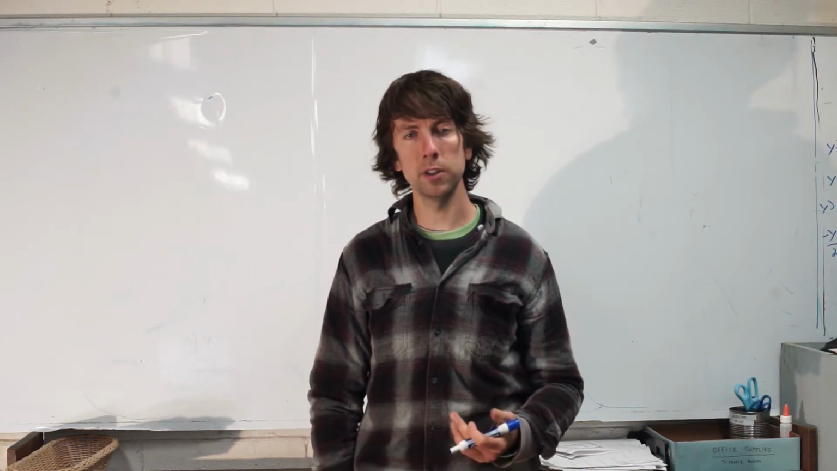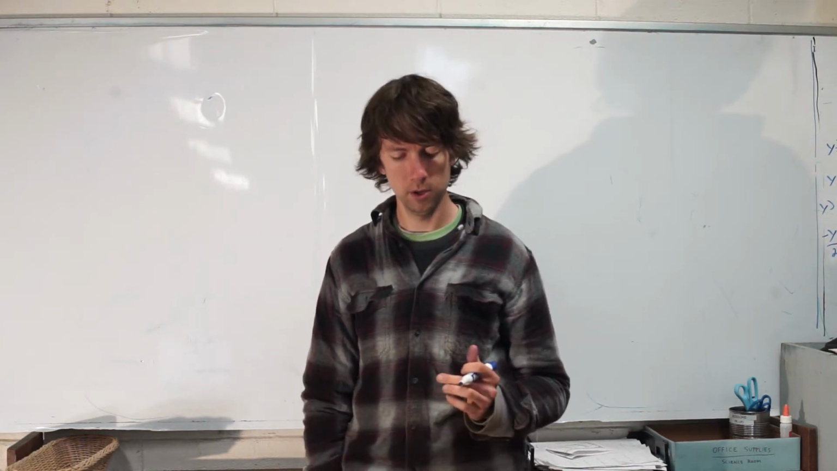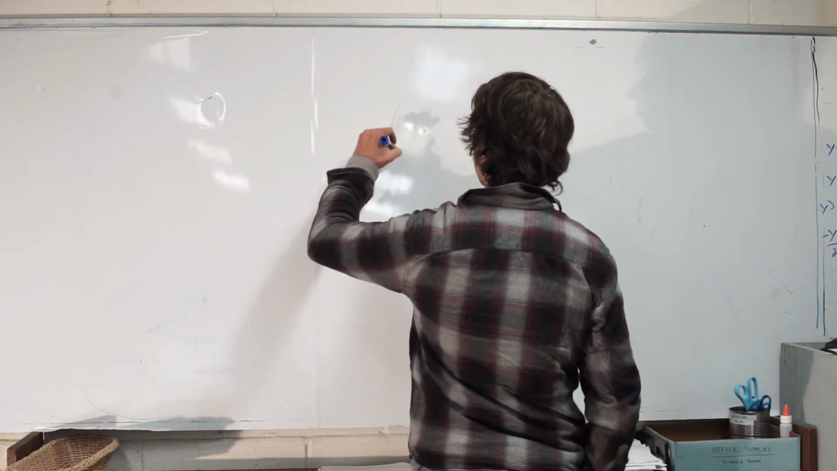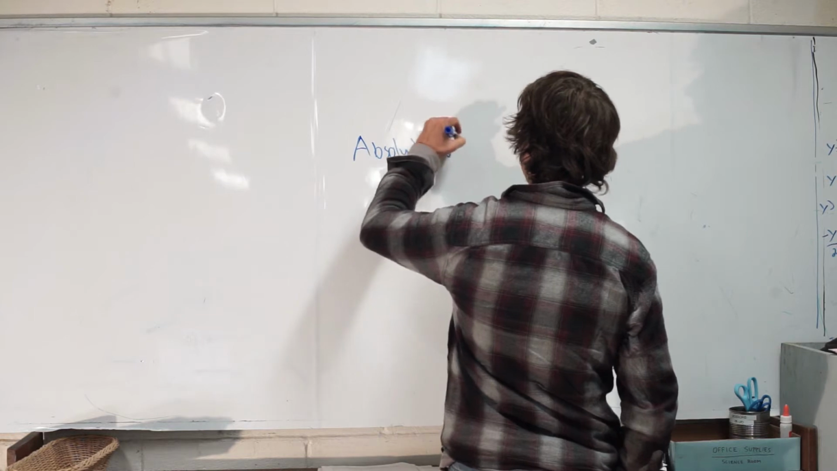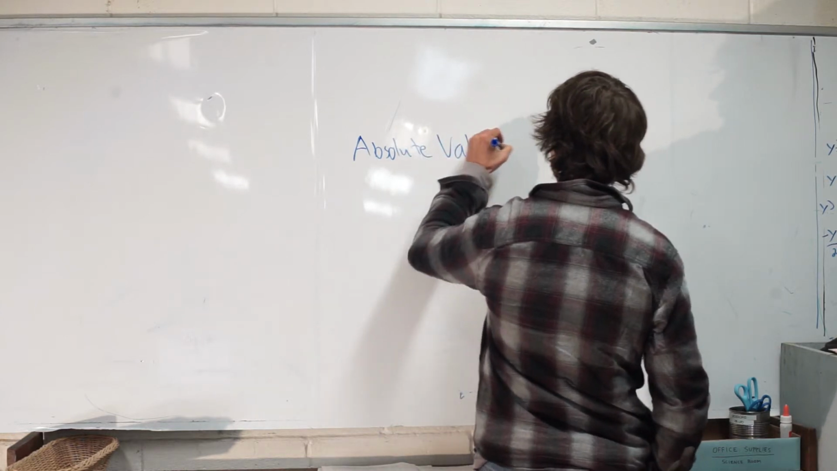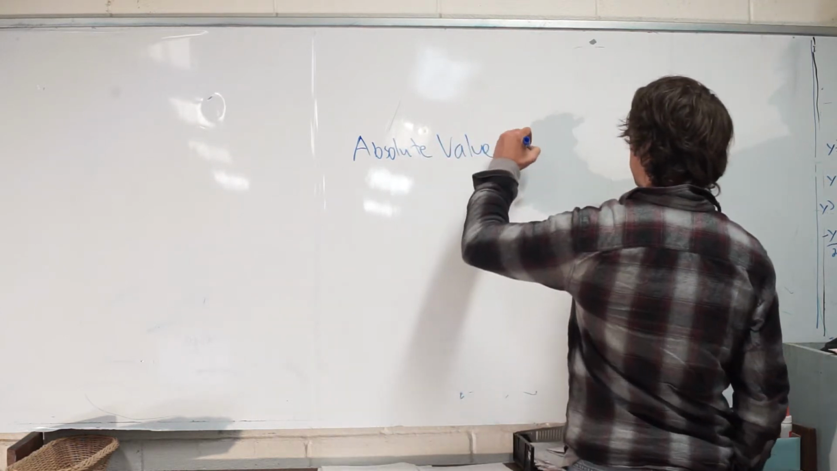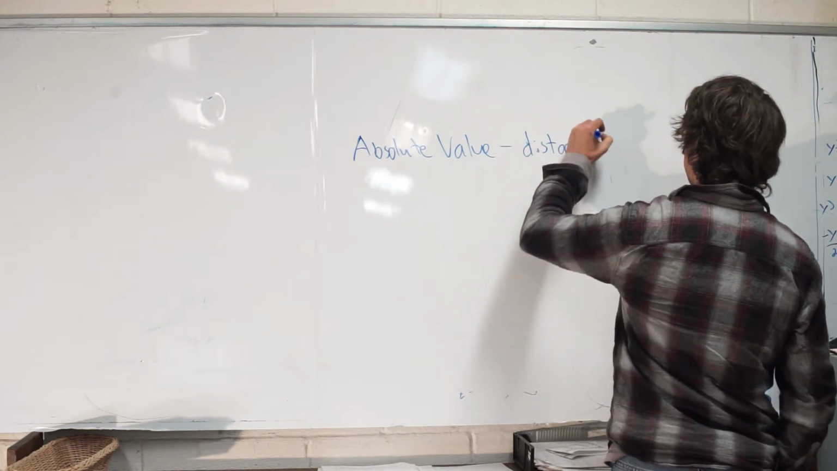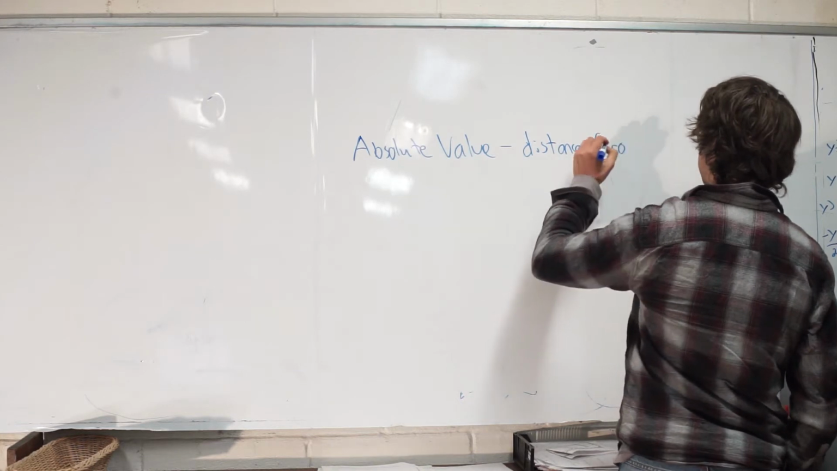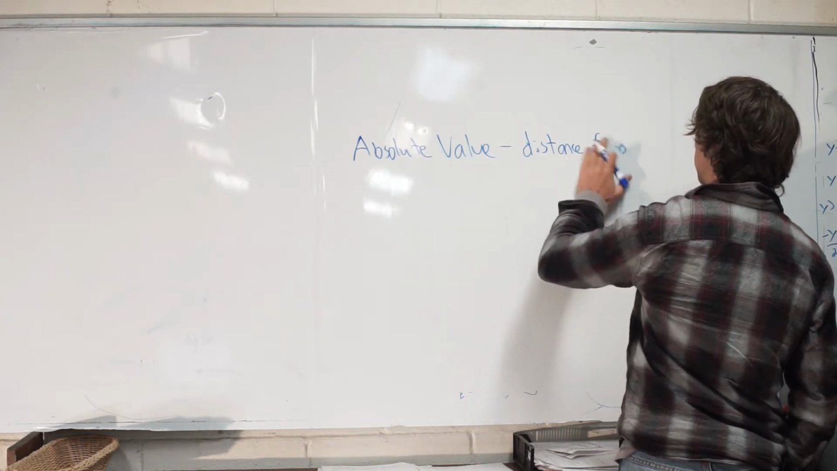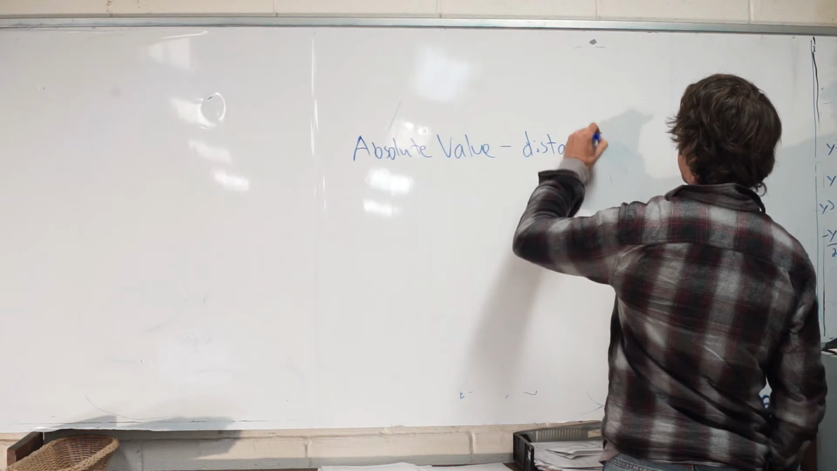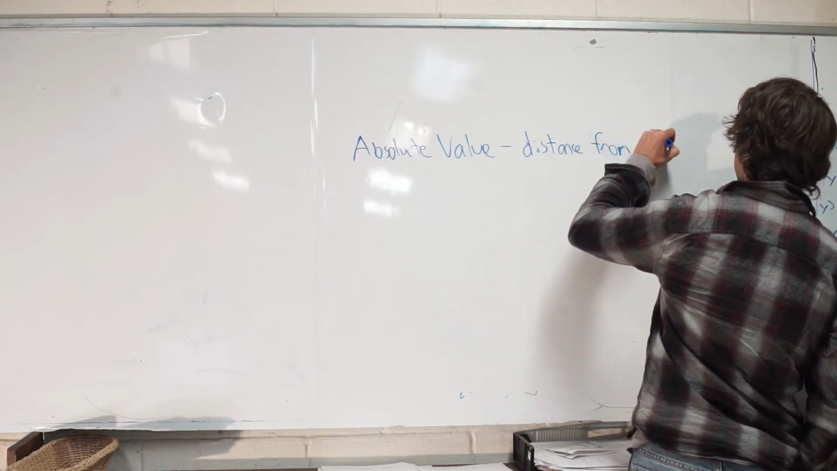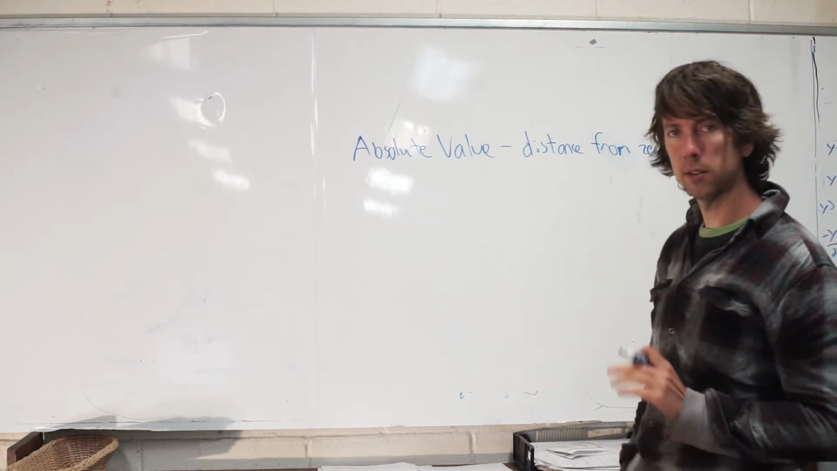Okay, I want to introduce this week's new concept, absolute value. Let me define it for you. Absolute value is the distance from zero. Can't spell "from" today. Not a good sign. Okay, so that's the definition.